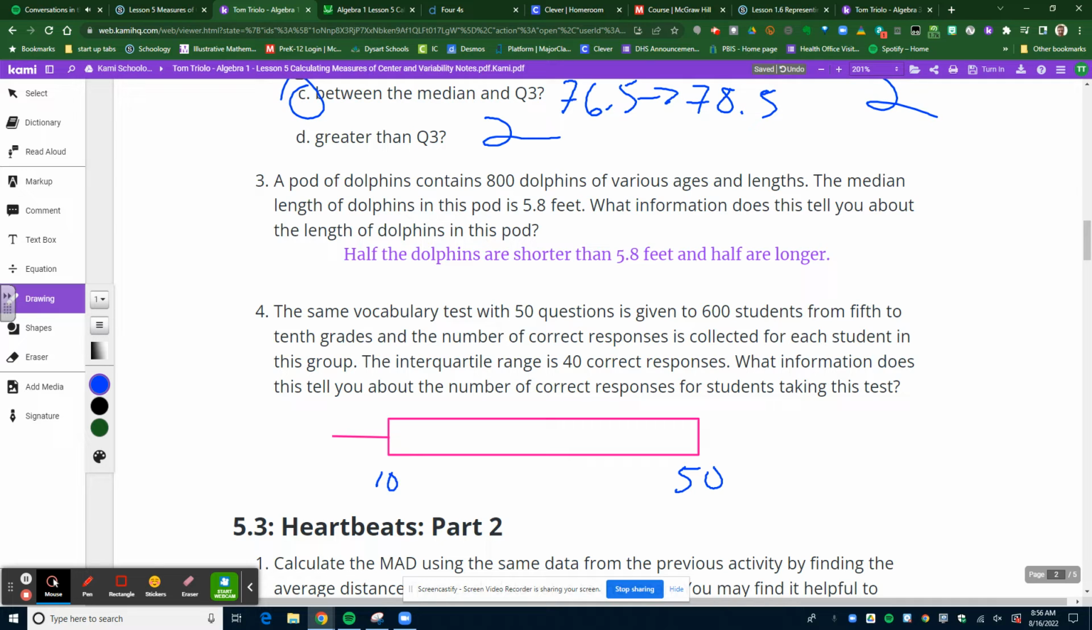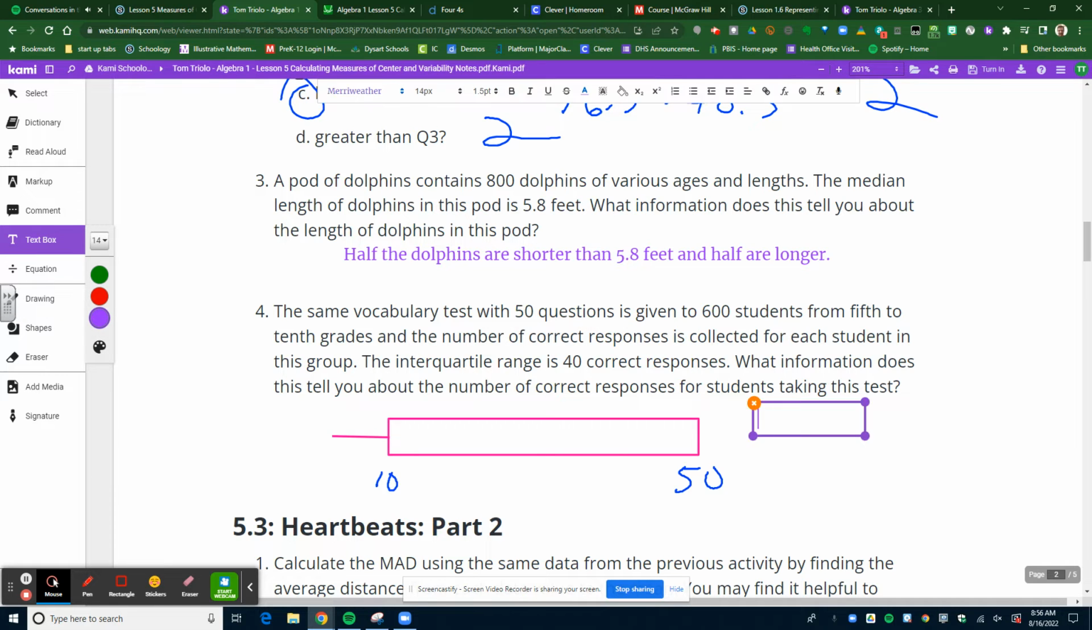Should there be a big variability between 5th graders and 10th graders? Yeah, so that's all. Okay? So this information tells you there's a huge variability.